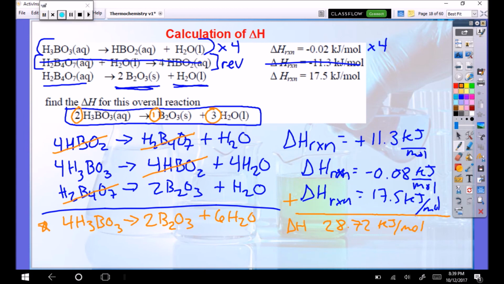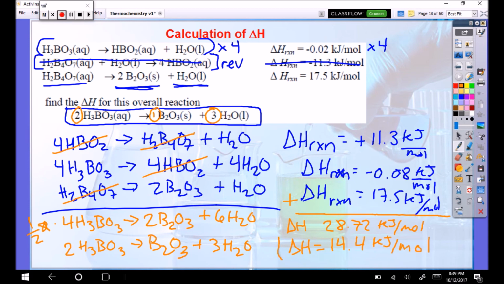But we want something that is half of that. So let's halve everything. You can multiply by 1/2. We get 2H3BO3. We get 1 B2O3, and we get our 3 waters. This is what we wanted, right? Now, if we do it to the reaction, we have to do it to our delta H. So we end up dividing that by 2. We get 14.4 kilojoules per mole if we stick with our 3 sig figs. And this is the delta H of reaction here.